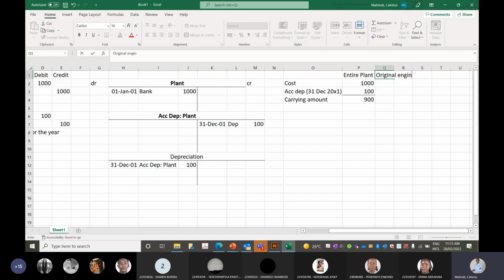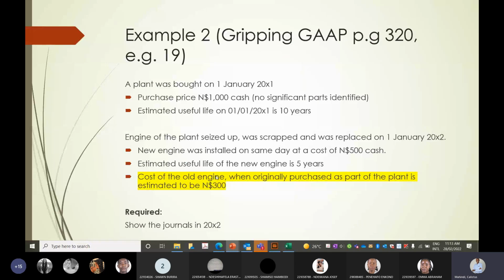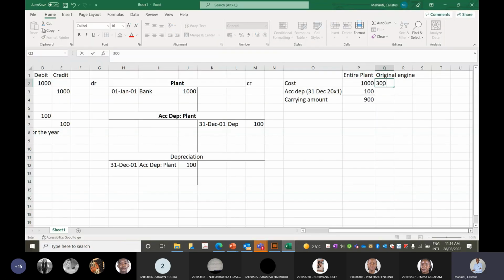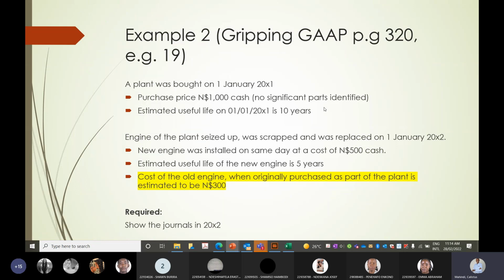they told us, if we go back to our question, that the cost of the old engine when originally purchased as part of the plant is estimated to be 300. If the cost of the old engine was estimated to be 300, then we'd have depreciation on it. Since we didn't split the engine component, and it was just depreciated as part of the plant, it would have been depreciated over the same useful life of the plant. What was the useful life that was given? The useful life that was given was 10 years.